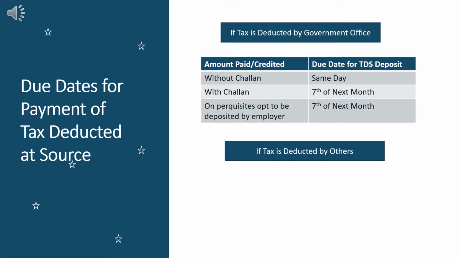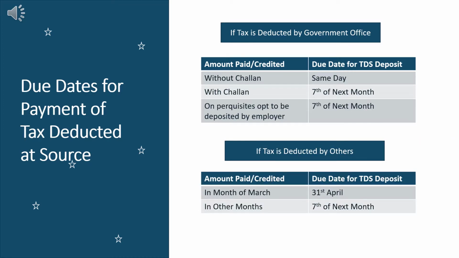If tax is deducted by others, amount paid or credited in the month of March, the due date to deposit tax is on or before 30th April. Amount paid or credited in other months, the due date to deposit tax is on or before 7th of next month. For example, tax is deducted in the month of April, the due date to deposit tax is on or before 7th of May.